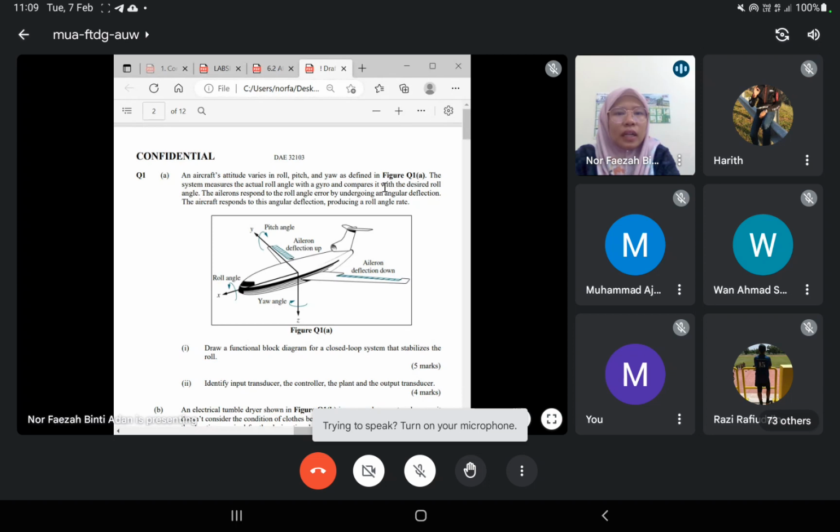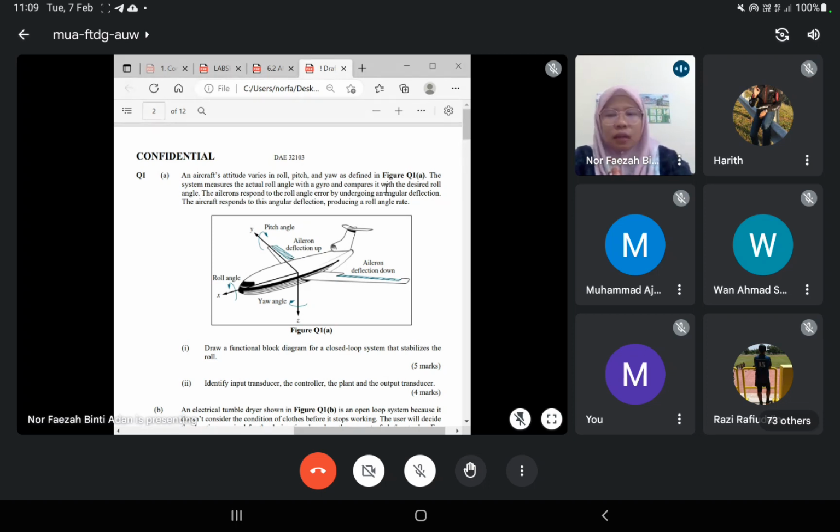Okay, so kalau you tengok kat sini it mentions about comparison. So when you do comparison, automatically it means your system is closed loop. Sistem yang ada feedback sahaja yang buat comparison between input and output ataupun between desired and actual response. Okay, so kita nak kategorikan dia.